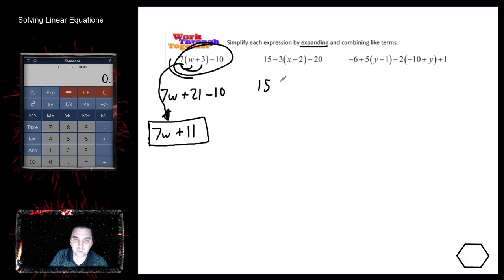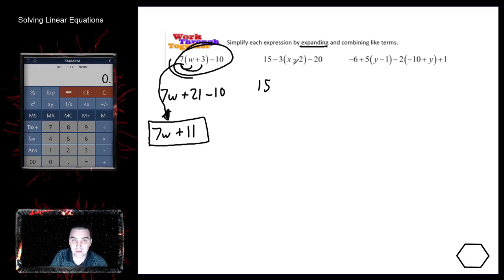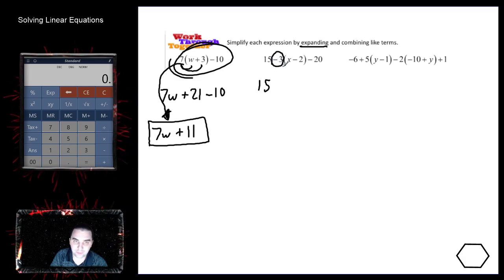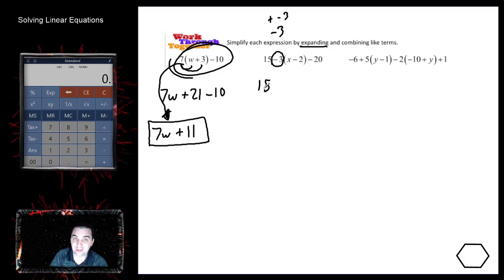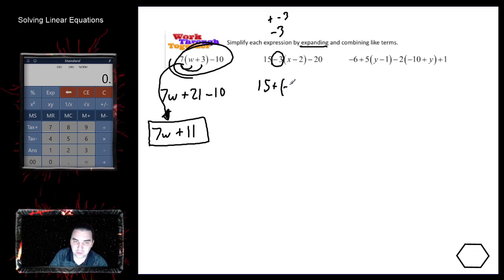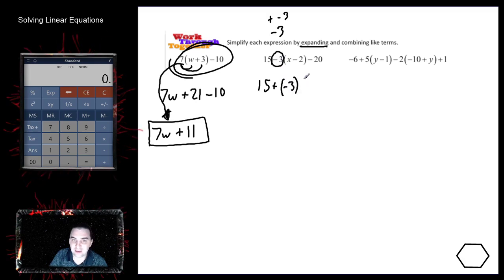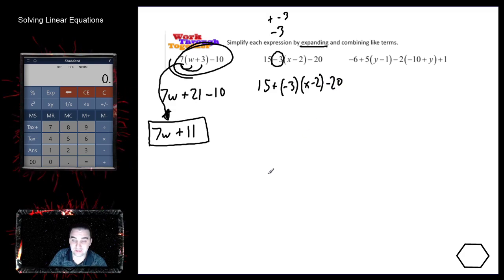15, nothing much we can do with that yet until we're ready to combine. And then we have minus 3 times x minus 2, minus 20. This is going to be trouble for some people. Remember that subtracting by 3 here is the same as adding negative 3. They mean the same thing. So what I'm actually looking at here is plus, I'm just going to rewrite the whole thing to be a little more clear, plus negative 3 times x minus 2, minus 20.